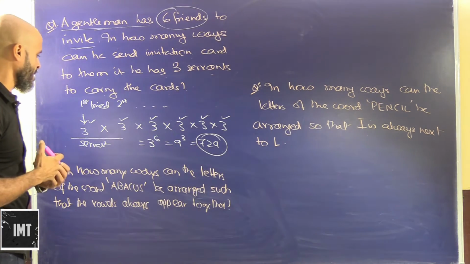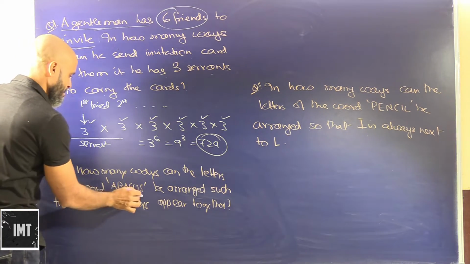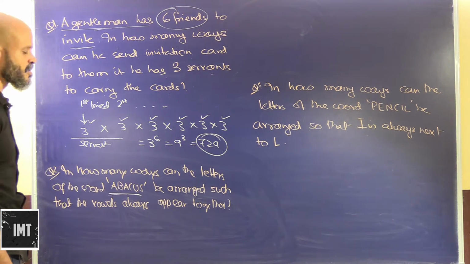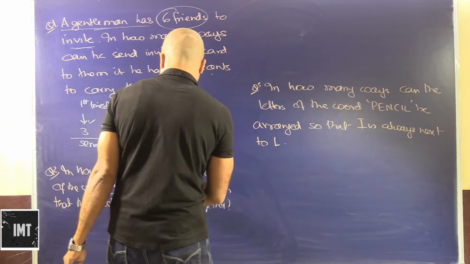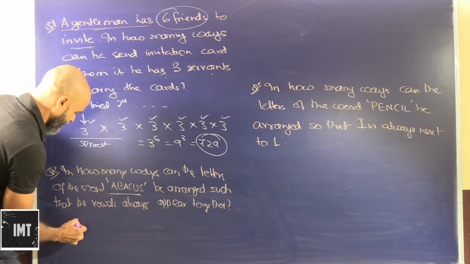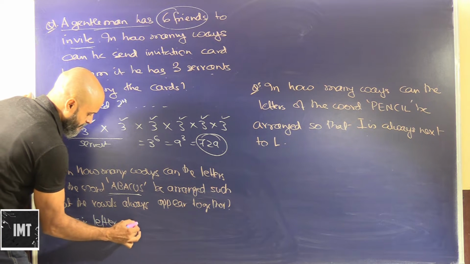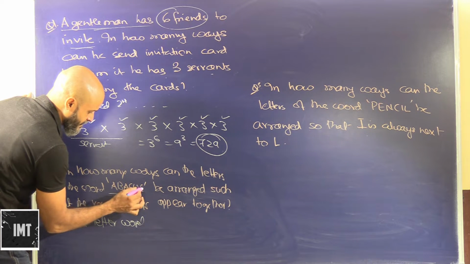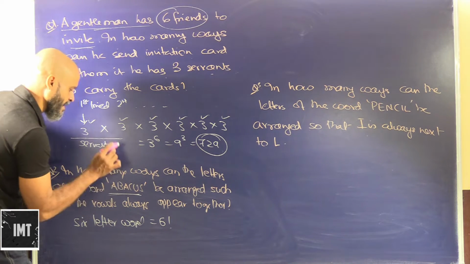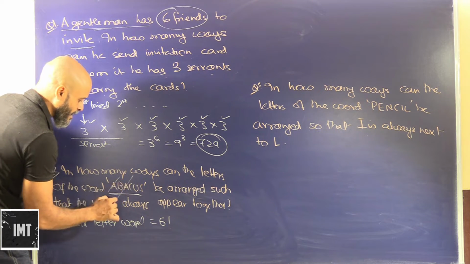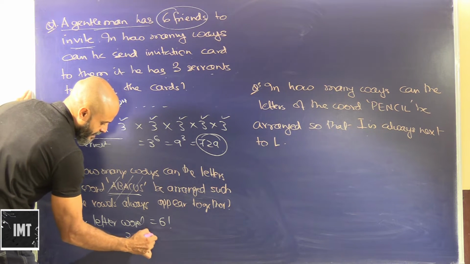In how many ways can the letters of the word ABACUS be arranged so that the vowels always appear together? Now how many letters are there? It is basically a 6-letter word, right? 1 2 3 4 5 6. So obviously it can be done in factorial 6 ways, but here we have to take the vowels together. So how many vowels do we have? 3 vowels.